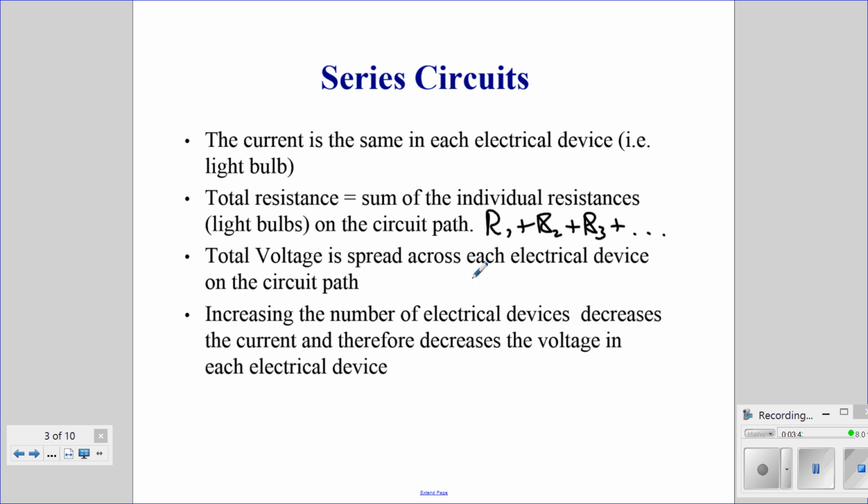The total voltage is spread out across each electrical device. We're going to see what that means in the next slide. Increasing the number of devices decreases the current, and so it decreases the voltage in each electrical device. Having more resistors increases the total resistance. If you have more total resistance, from Ohm's law, voltage equals current times resistance, more resistance for the same voltage will be less current. And we're going to see that that will decrease the voltage in each individual electrical device.